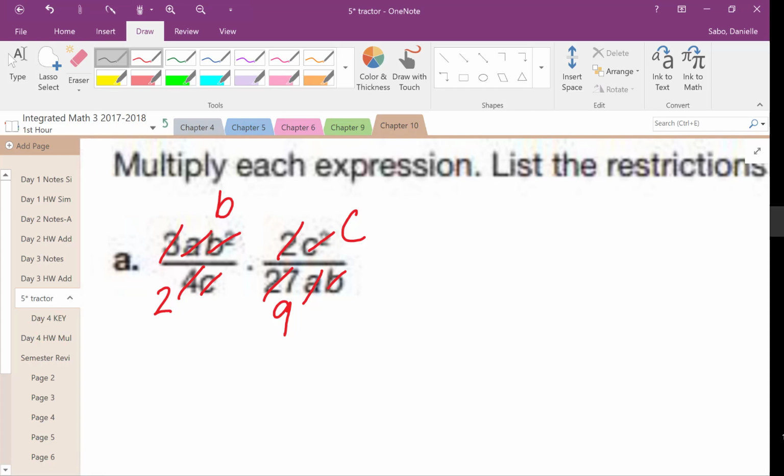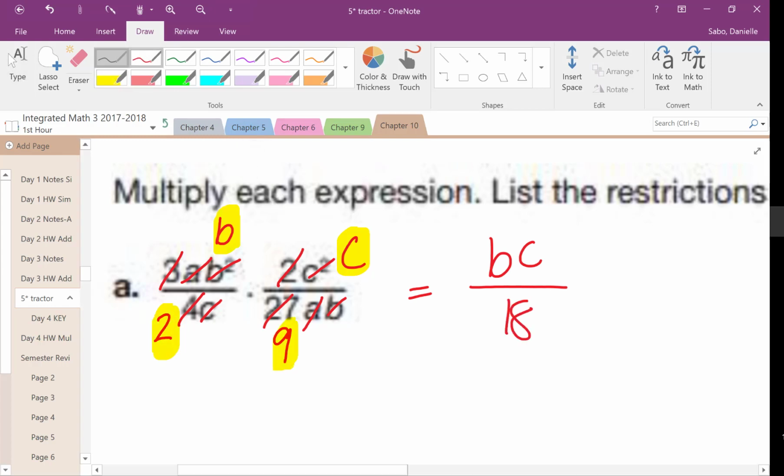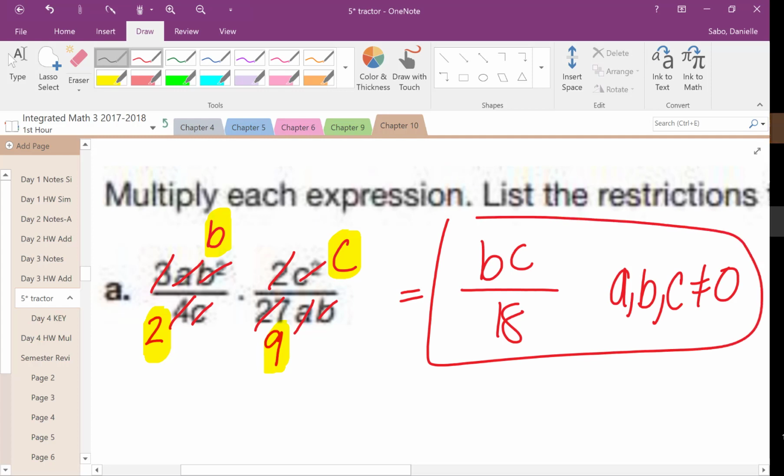So again, now this is kind of where you would use that highlighter. What's left over? I just have B and C on top, and I have 9 times 2, which is 18. Now, you have to talk about every single piece on the denominator to see what the restrictions are. What makes C 0? 0. What makes A 0? 0. What makes B 0? So all of them cannot be 0. You could write them all out individually. That's fine. Just trying to save some room here.